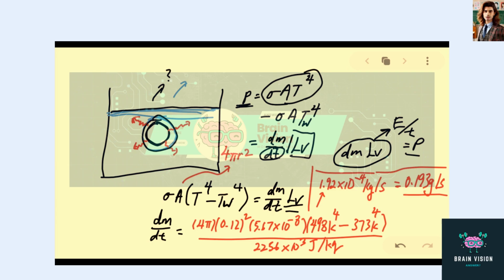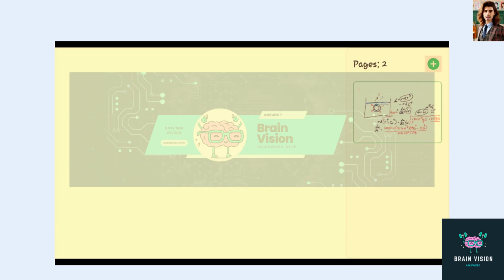Now we want to measure various properties of the spherical black body that is emitting this energy. We want to find the wavelength of the peak intensity, the peak wavelength, and also the frequency.